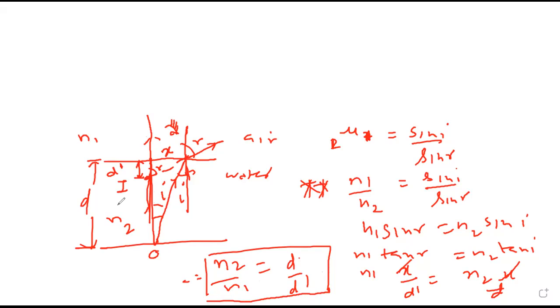N2 is from where light is coming, and d is the actual distance. N1 is where light is going, d dash is the apparent distance. Please copy this much.